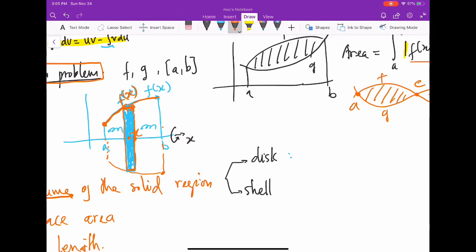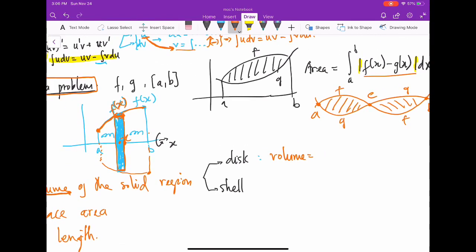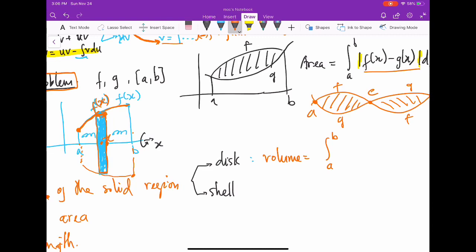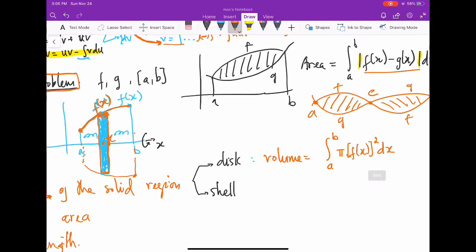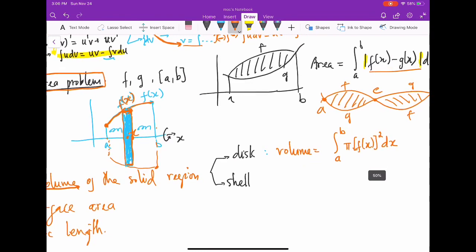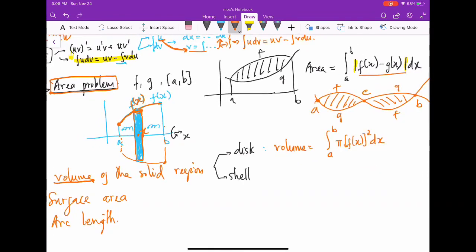So by the disk method, the volume is equal to the integral from a to b. The height is dx, which is delta x, and then pi, and then f of x, which is the radius, squared. That is the volume of our solid region using the disk method. Note that when you rotate some curve about the x-axis, you get some solid region, and the volume of that solid region looks like this.